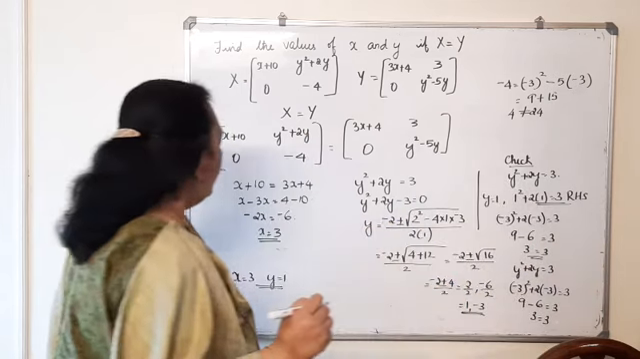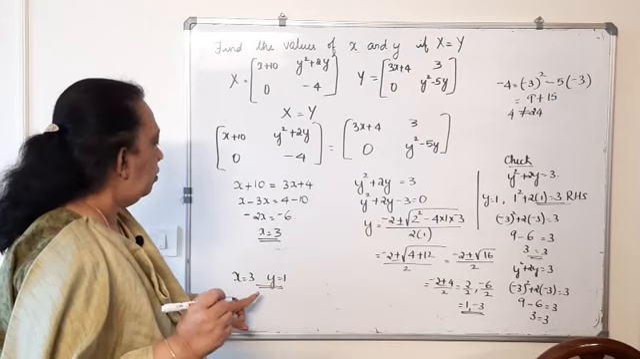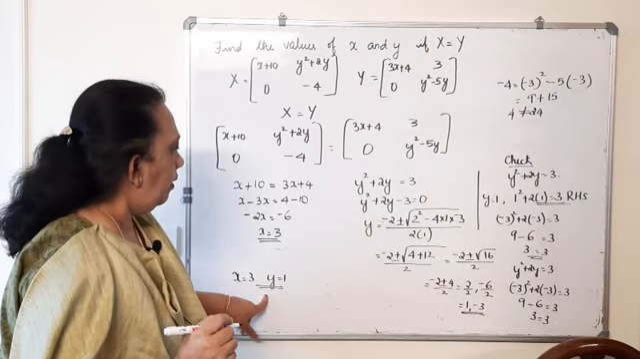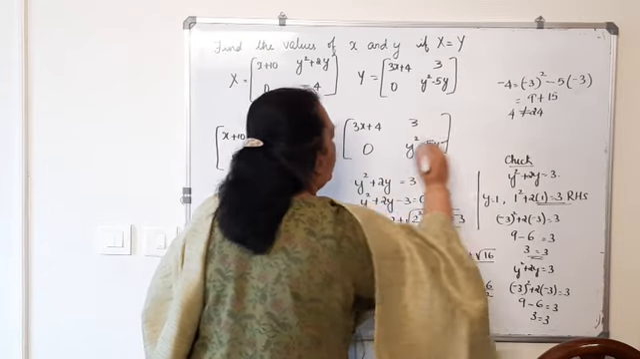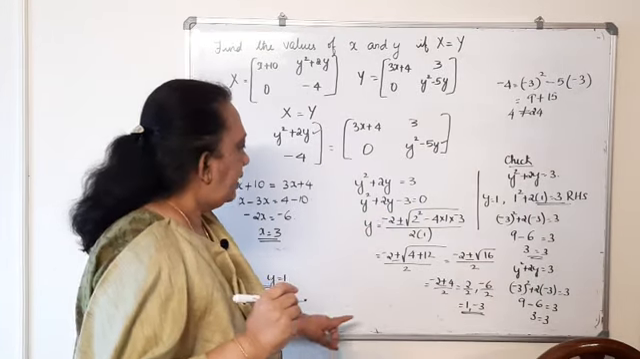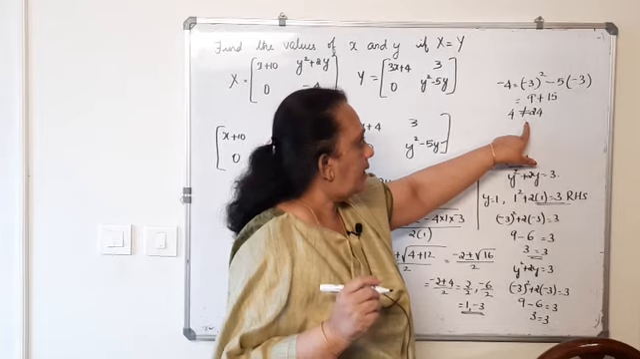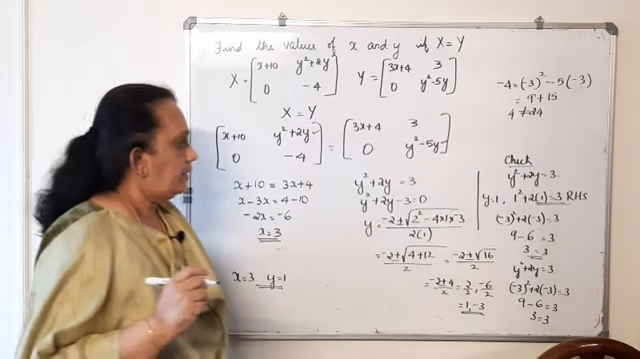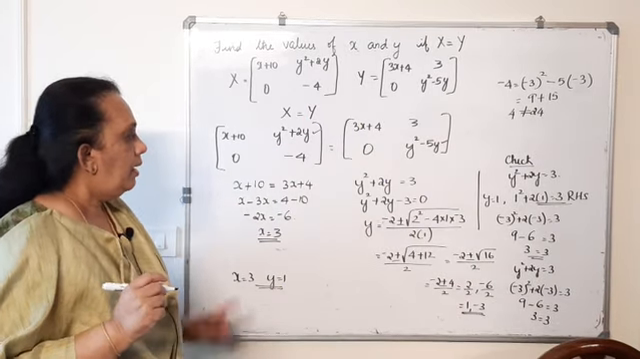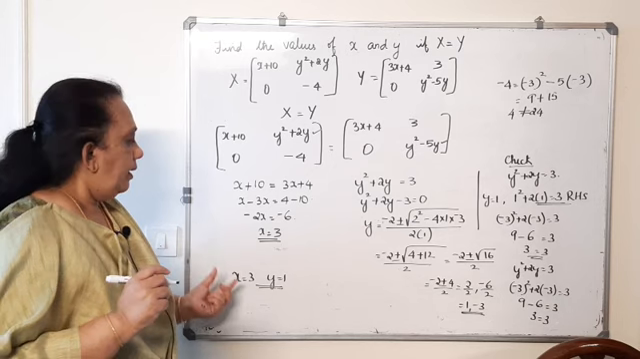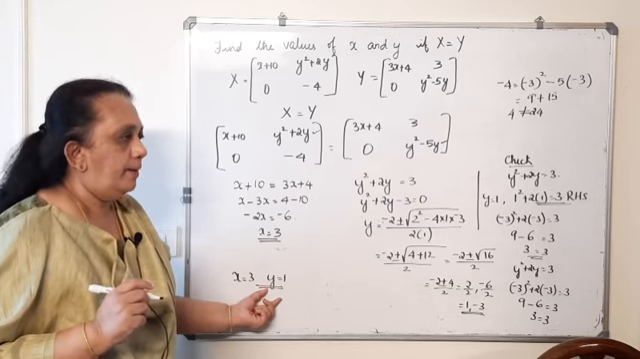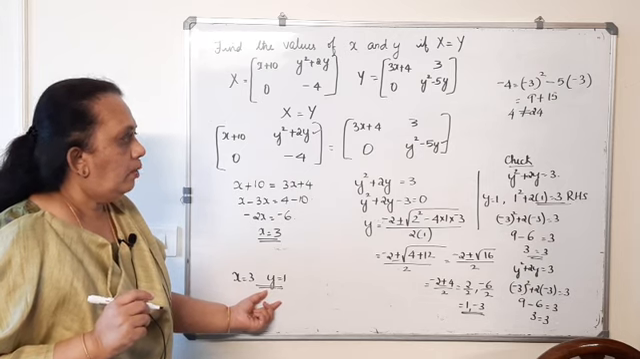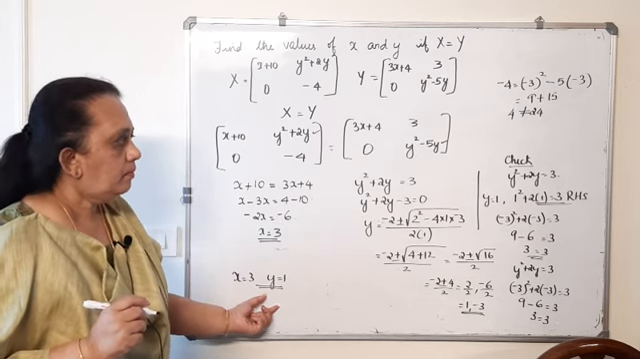So, when you are taking y is equal to 1, it satisfies both the quadratic equations. But when y is equal to minus 3, it does not satisfy the second quadratic equation. So, that means x has a value 3, y has a value 1. I hope it is clear to you.